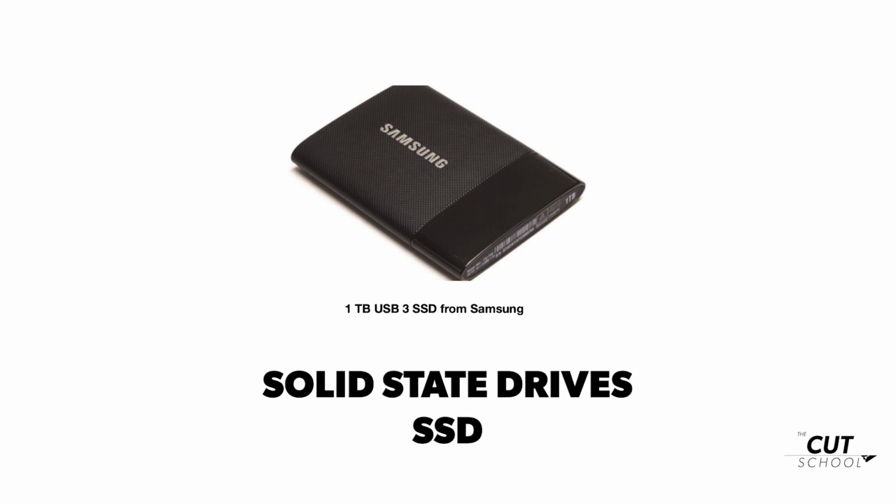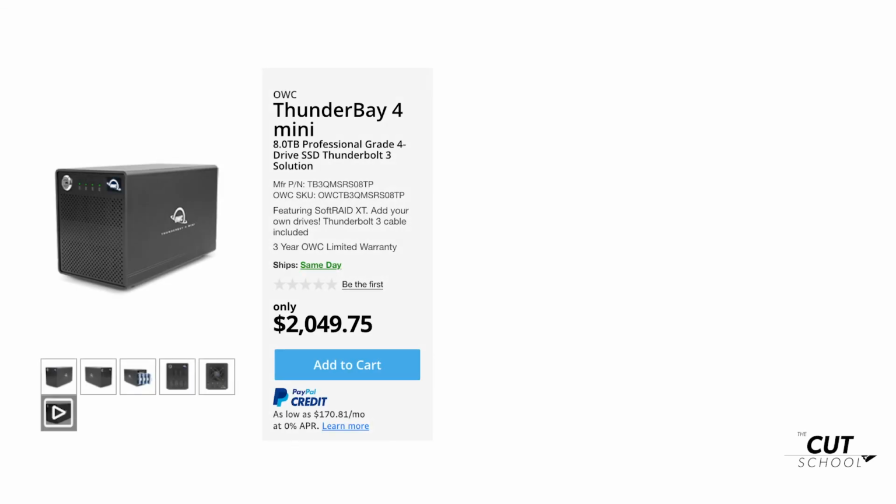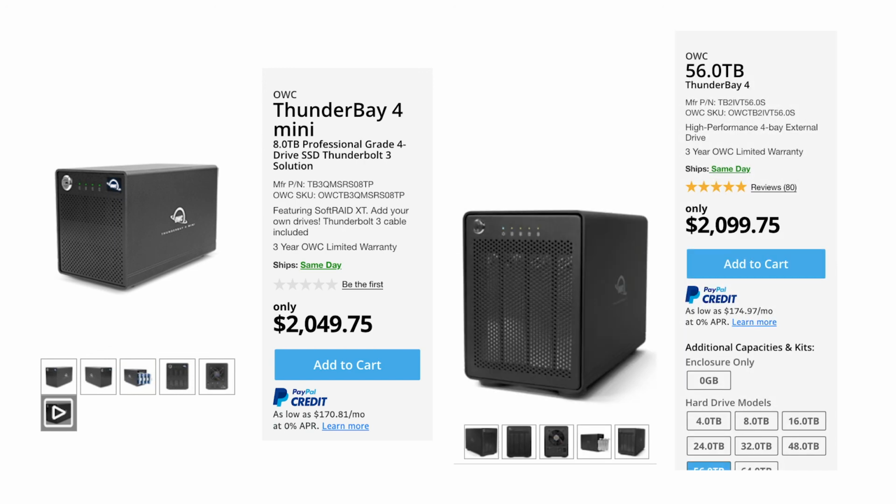The big disadvantage with solid-state drives is their price versus capacity. An 8 terabyte SSD RAID from Otherworld Computing will run you about $2,000. For that same price, you can get a 56 terabyte hard disk drive RAID. Solid-state drives are getting cheaper, but for now, the most cost-effective solution is still fast hard disk drives.